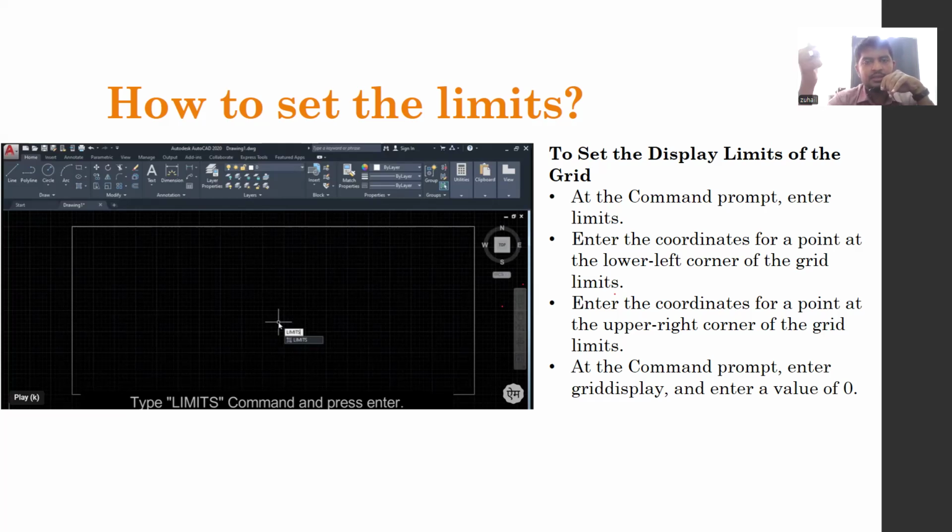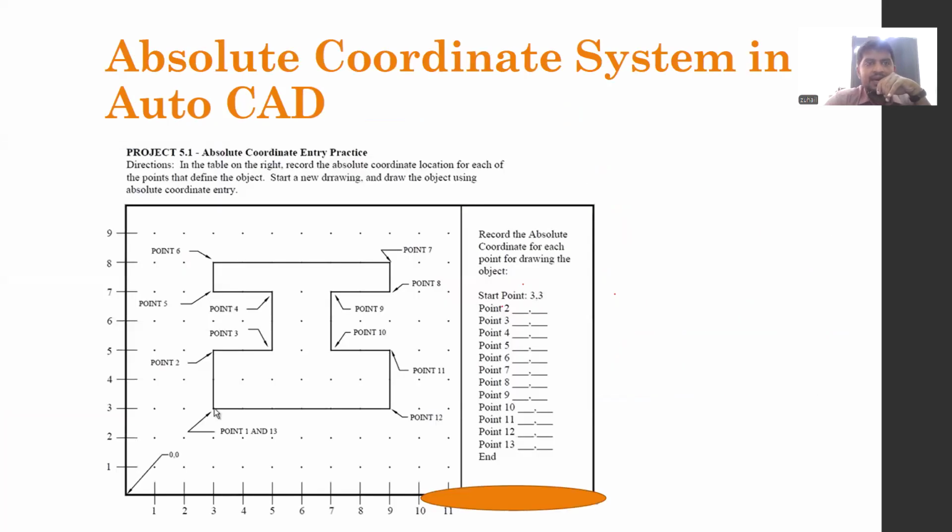So first we saw how to save the AutoCAD file, how to open the AutoCAD file, then how to set the unit, and finally how to set the limit. Only after doing these things can you move on to your drawing work. Okay. Next, we are moving to the drawing work.